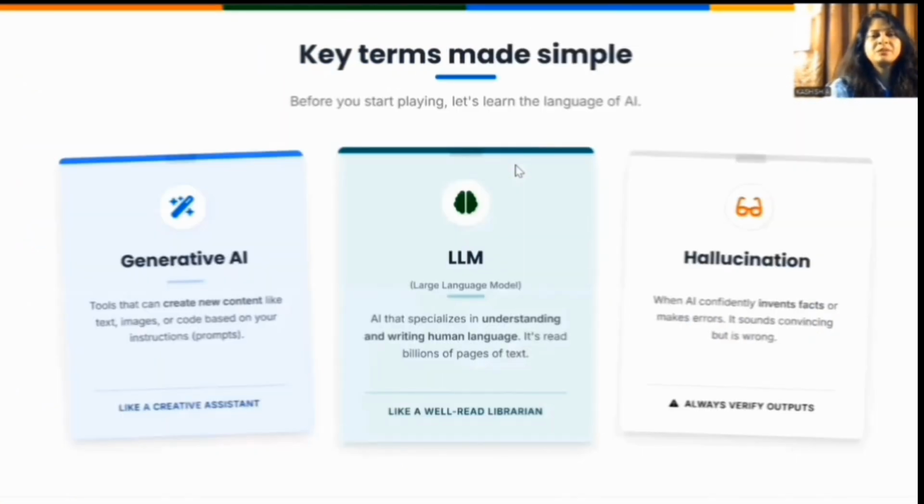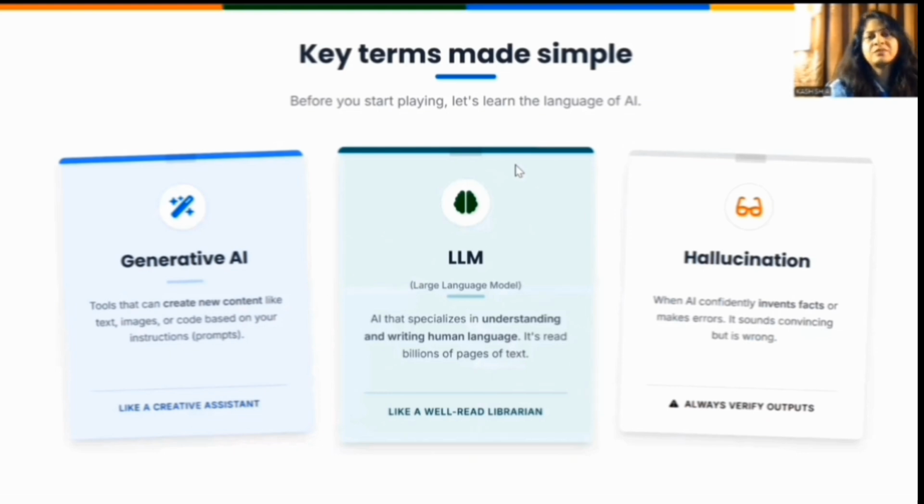Key terms made simple. Before you start playing, let's learn the language of AI. First of all, we should understand what is generative AI. Tools that can create new content like text, images, or code based on your instructions, prompts. This is known as generative AI, which generates for you. Then LLM, large language model: AI that specializes in understanding and writing human language, any language which human beings know.